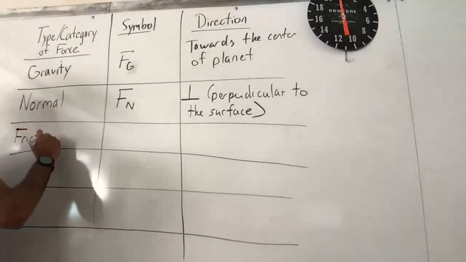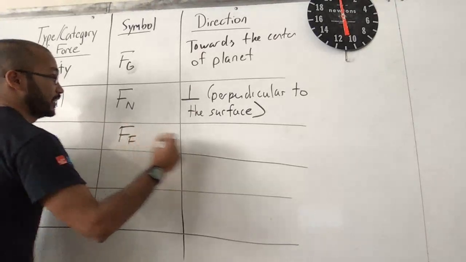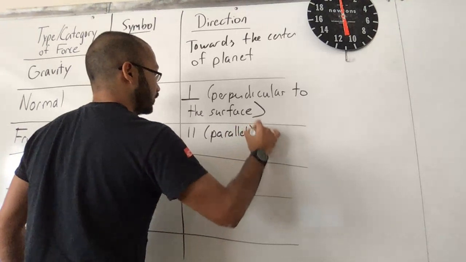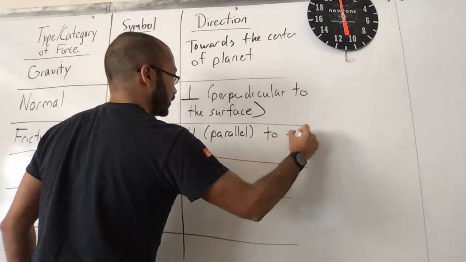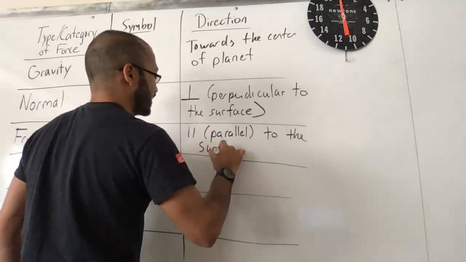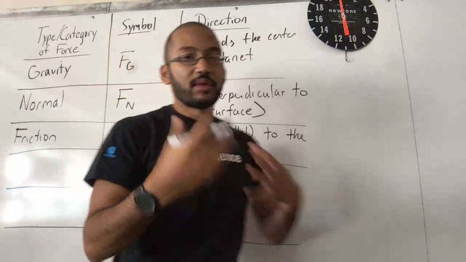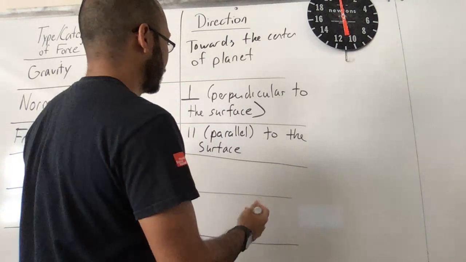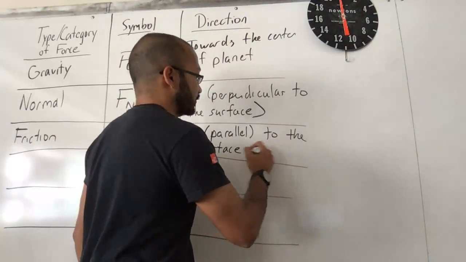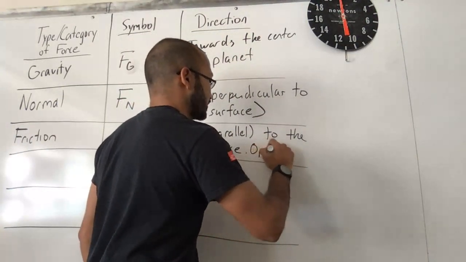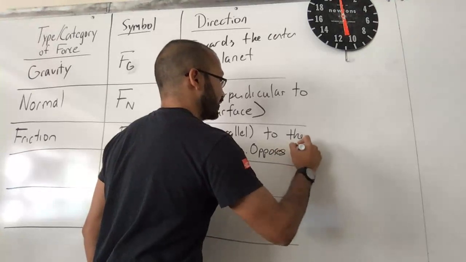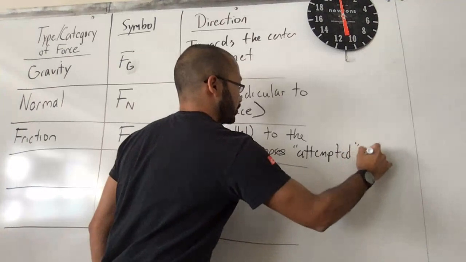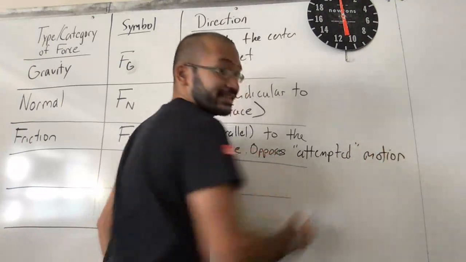Friction, F sub F. And the direction is parallel to the surface. Really, it's anti-parallel. This friction opposes the direction of motion. So I guess I should say it's parallel to the surface and opposes attempted motion. What do I mean by attempted motion?